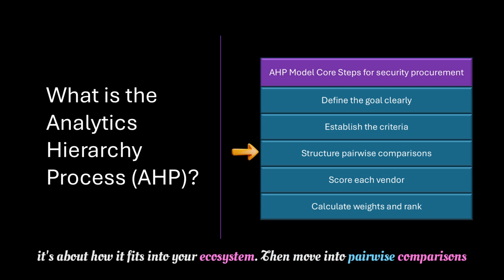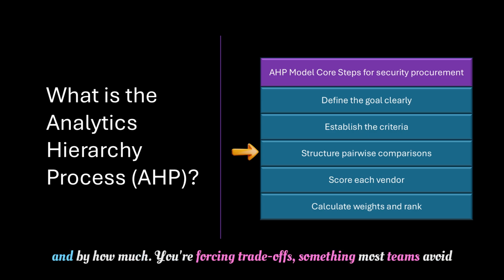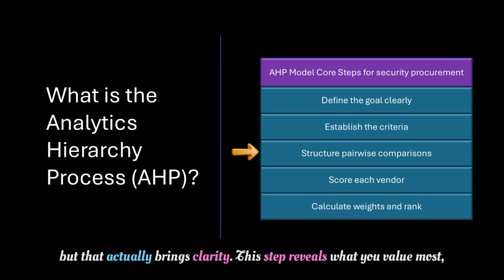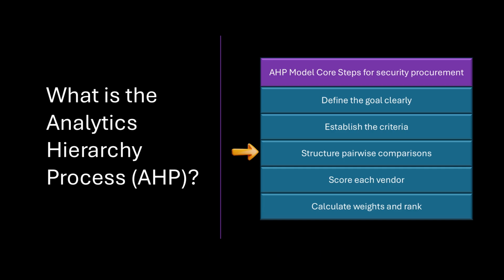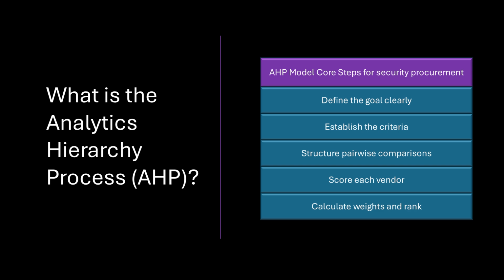Then, move into pairwise comparisons of your criteria. For each pair, ask yourself, which of these two matters more, and by how much? You're forcing trade-offs, something most teams avoid but that actually brings clarity. This step reveals what you value most, and it prevents you from treating every requirement as equally important.